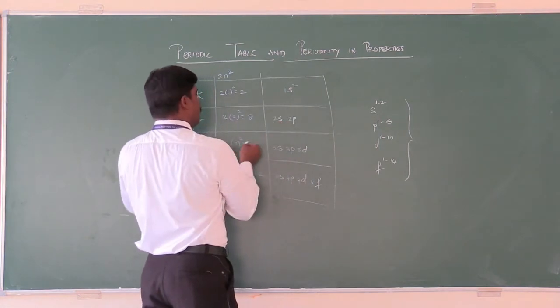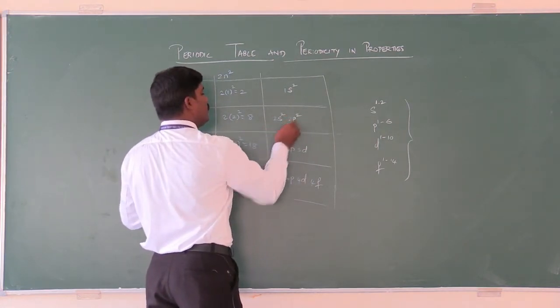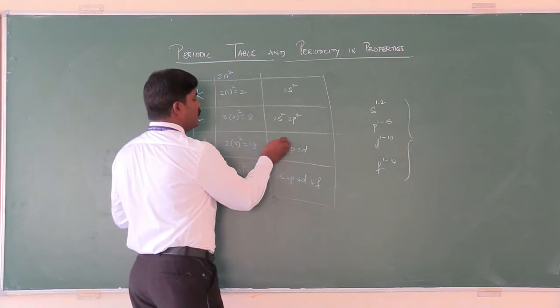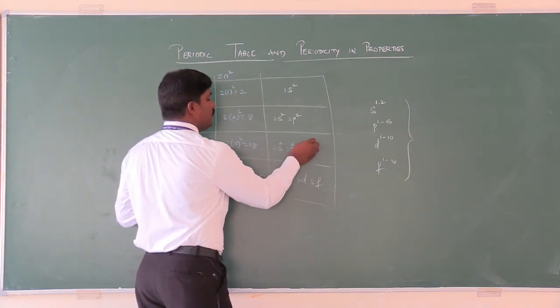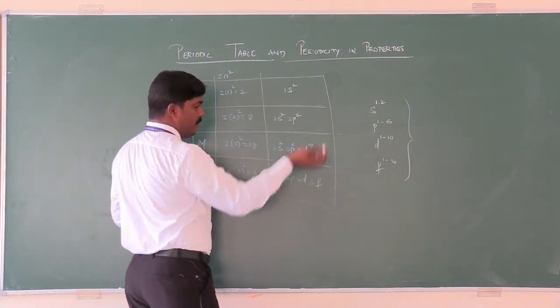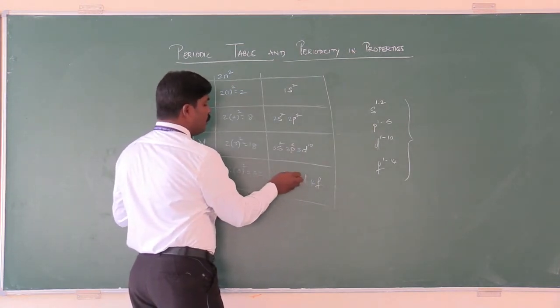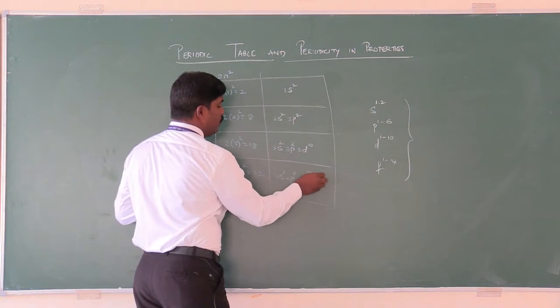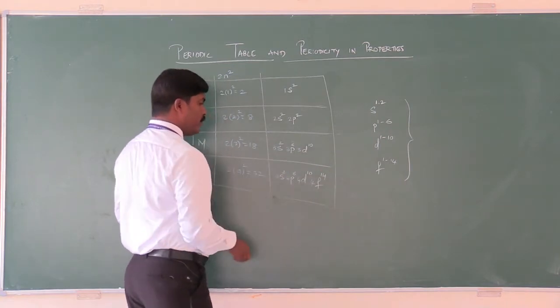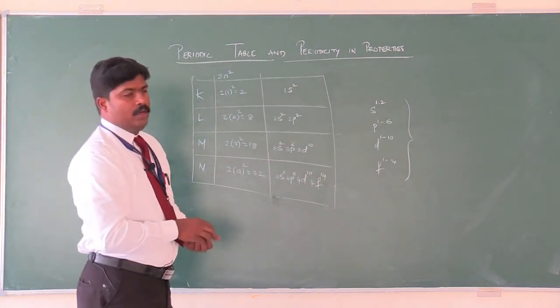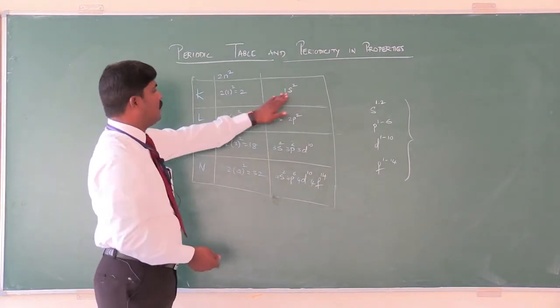If I go to the second shell it is 2S2, 2P6. If you go to the third shell it is 3S2, 3P6, 3D10. Just to make you aware, that is the third shell. The fourth shell will be 4S2, 4P6, 4D10, 4F14. So this is how it works: K has 2 electrons, its subshell has 2.